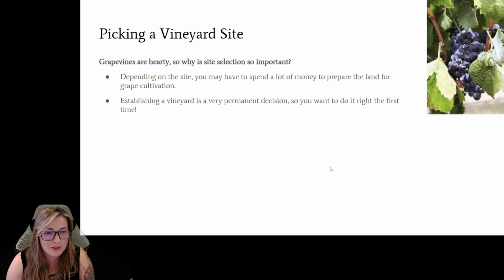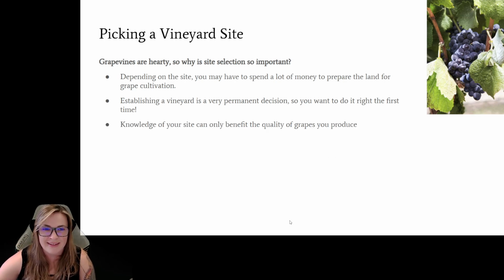Also, establishing a vineyard is a very, very permanent decision, so you want to make sure you do it right the first time. It takes years and tens of thousands of dollars, if not hundreds of thousands of dollars, depending on how much acreage you're trying to set up. So it's really important that you know what you're doing and that you do it right the first time.